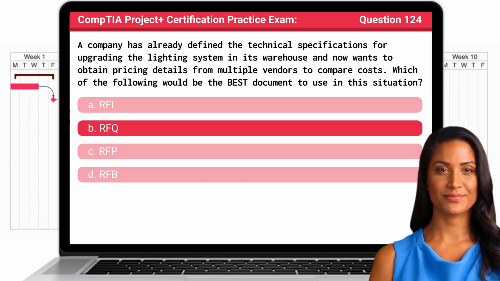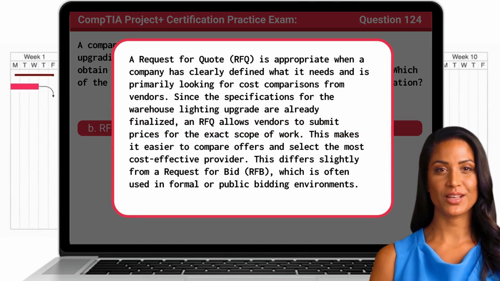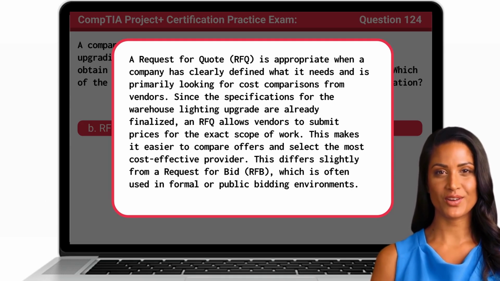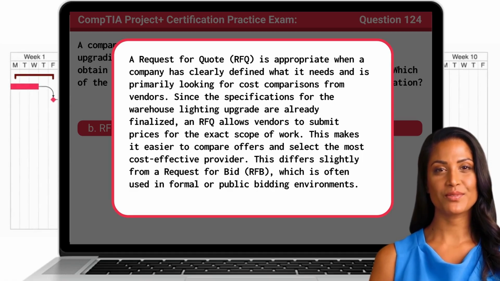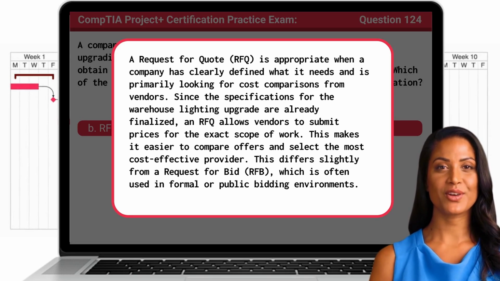The answer is B. RFQ. A request for quote, or RFQ, is appropriate when a company has clearly defined what it needs and is primarily looking for cost comparisons from vendors. Since the specifications for the warehouse lighting upgrade are already finalized, an RFQ allows vendors to submit prices for the exact scope of work. This makes it easier to compare offers and select the most cost-effective provider. This differs slightly from a request for bid, which is often used in formal or public bidding environments.